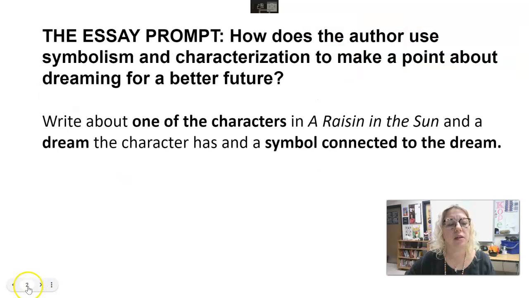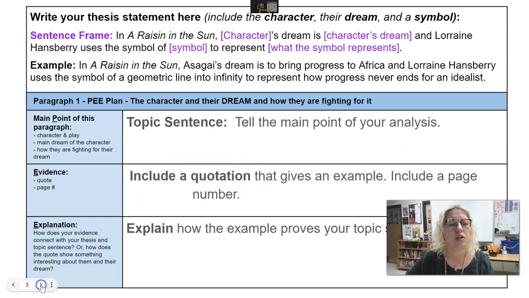What do you need to be responding to? Well, the essay prompt is, how does the author use symbolism and characterization to make a point about dreaming for a better future? So your job is to respond to that in an essay format, but we're not going to make you write a full 5-paragraph essay for this first summative assessment. You are just writing your thesis statement and 2 paragraphs. So write about one of the characters in A Raisin in the Sun and a dream the character has and a symbol connected to that dream.